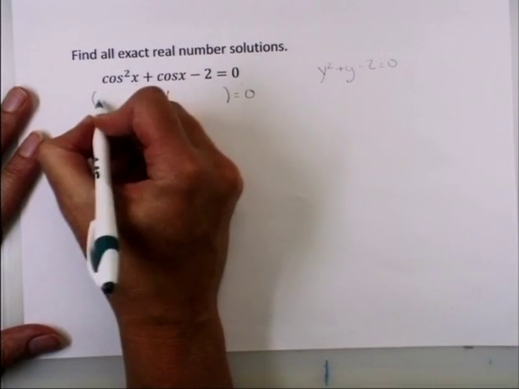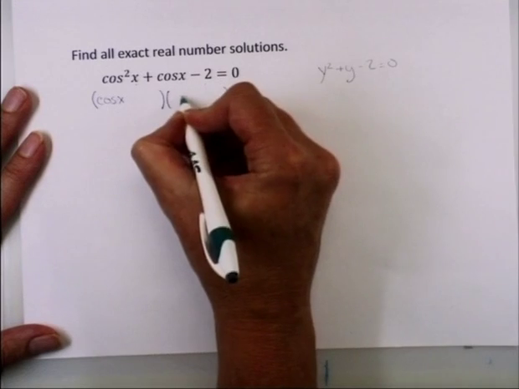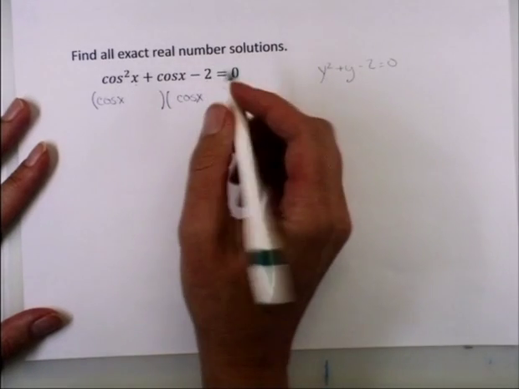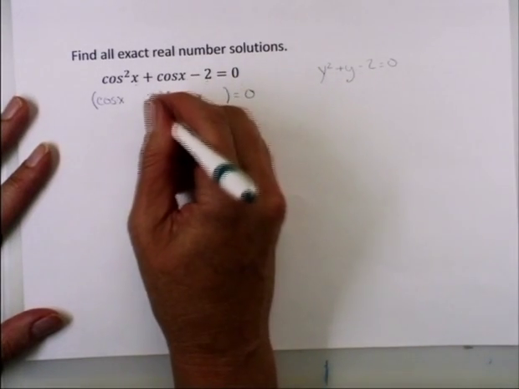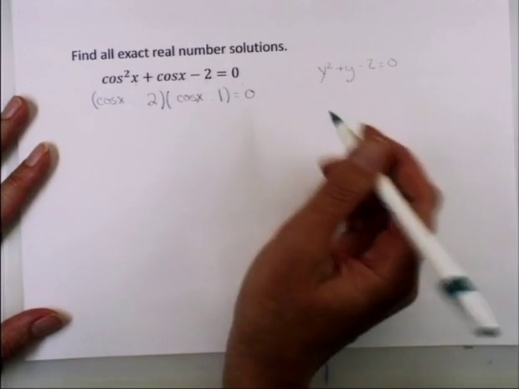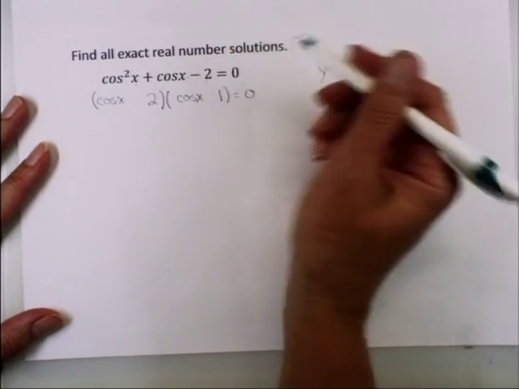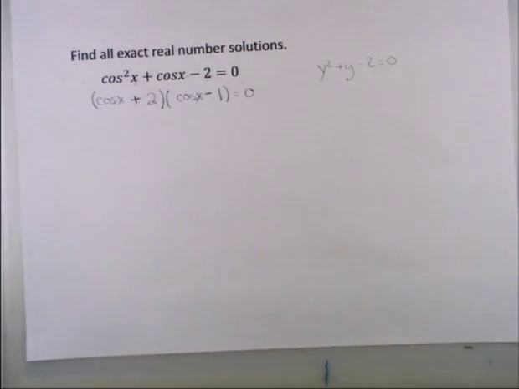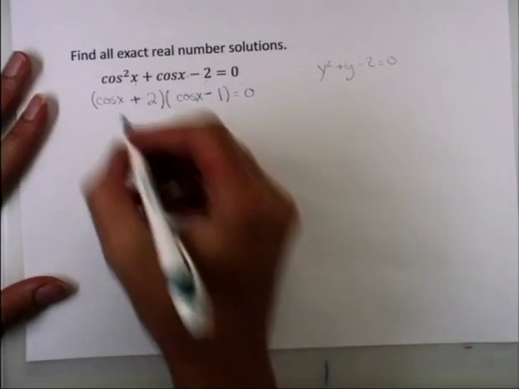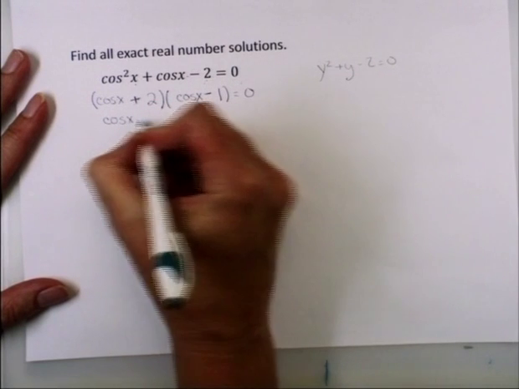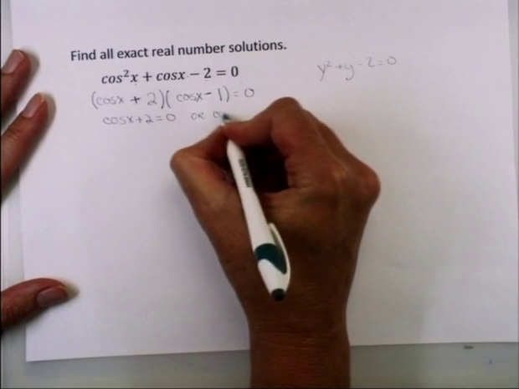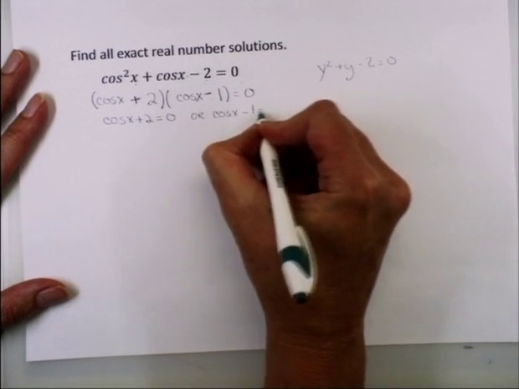So cosine squared of x, I can factor down to cosine x and cosine x. And I can multiply together to get negative 2. I have a negative 2 and a positive 1, or a positive 2 and a negative 1, and I need to choose which one is going to give me a positive cosine, so I need a plus here and a minus there. Okay. Now, since I have it in factored form, I'm going to go ahead and use the zero product property. So I have the cosine of x plus 2 equals 0, or the cosine of x minus 1 equals 0.